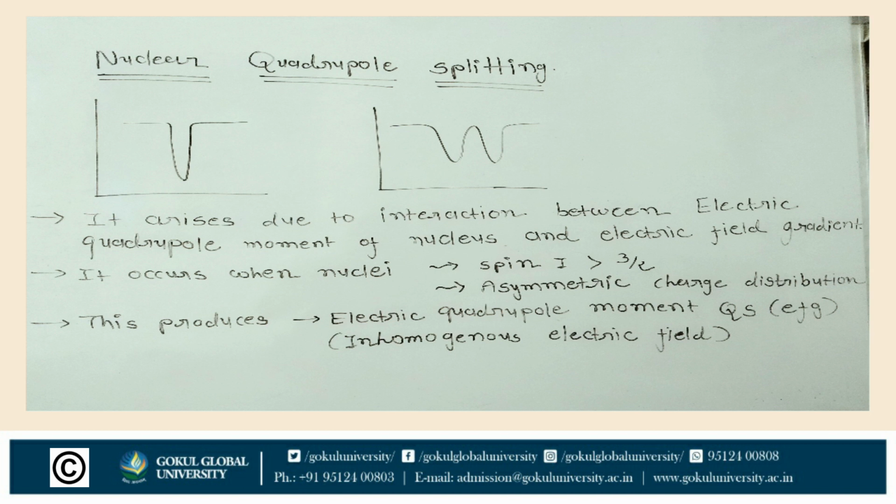And this type of charge distribution will produce an electric quadrupole moment that we call EFG or QS. This electric quadrupole moment arises due to an inhomogeneous electric field because the electrons are not evenly distributed, so it will create an inhomogeneous electric field.